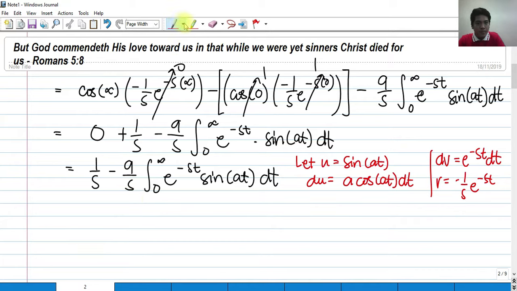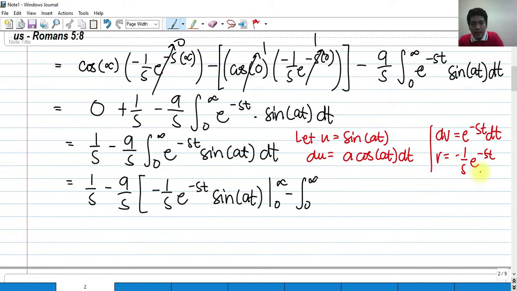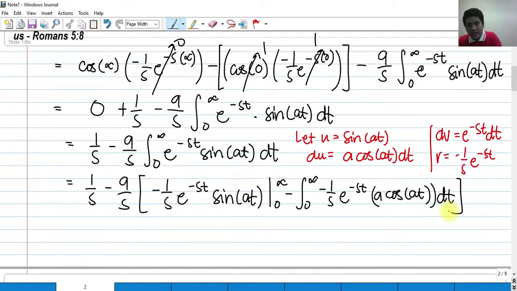So again, using the formula uv minus the integral of v du, we have 1 over s minus a over s multiplied by the integral of this, which is uv minus the integral of v du. So we have uv. If you multiply this, we have u times v. We have negative 1 over s e raised to negative st multiplied by u, which is sine of at, evaluated from 0 to infinity, minus the integral from 0 to infinity of v du. V multiplied by du: negative 1 over s e raised to negative st, that is our v, multiplied by du, which is cosine of at dt.